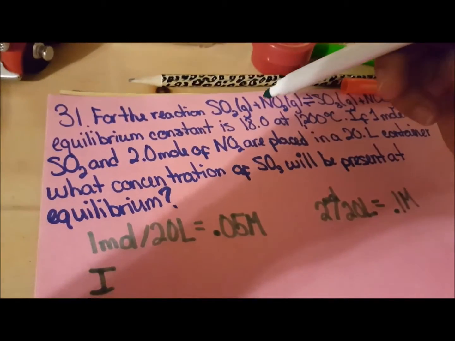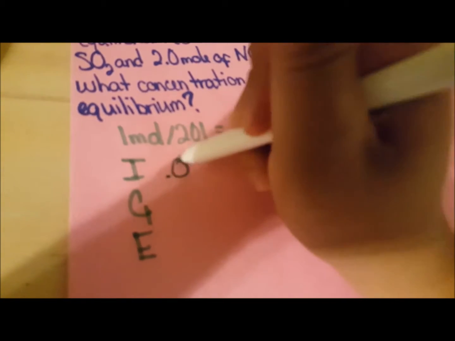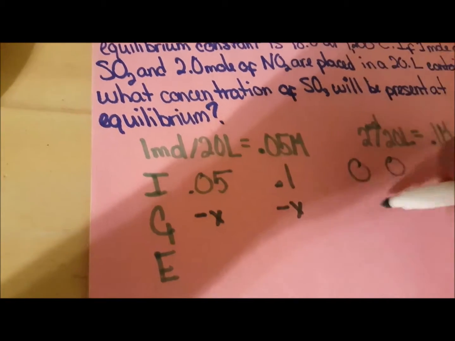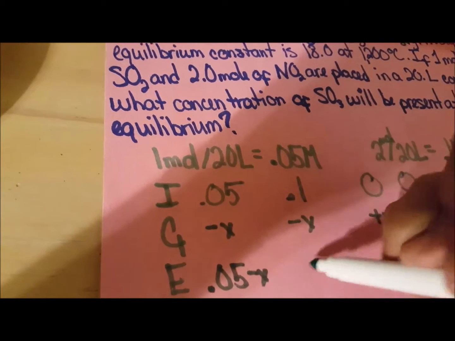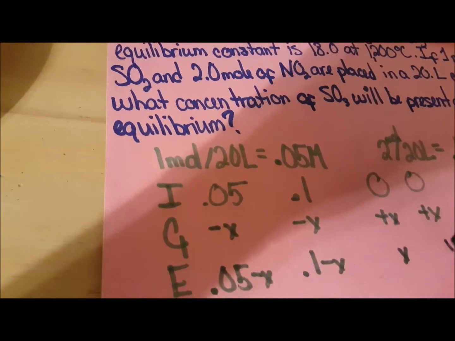The equation would be the SO2 plus NO2 that we are going to be using on this ICE table. So it's 0.05, 0.1, 0, and 0. We know it's going to be negative x, minus x, plus x, plus x. So we have 0.05 minus x, 0.1 minus x, x, and x.